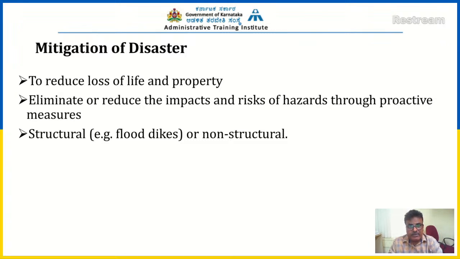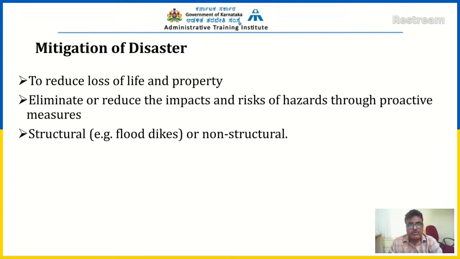Non-structural means giving awareness about do's and don'ts, about fire safety measures, about cyclone safety measures, about do's and don'ts during COVID-19, like that. They all come under non-structural measures.